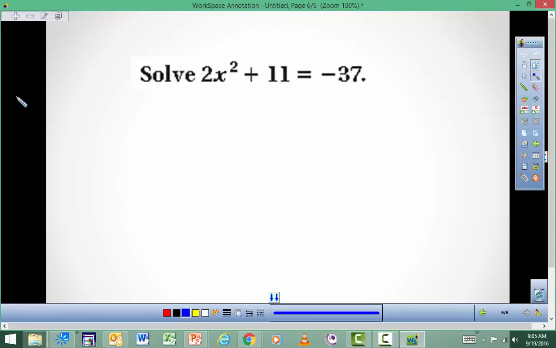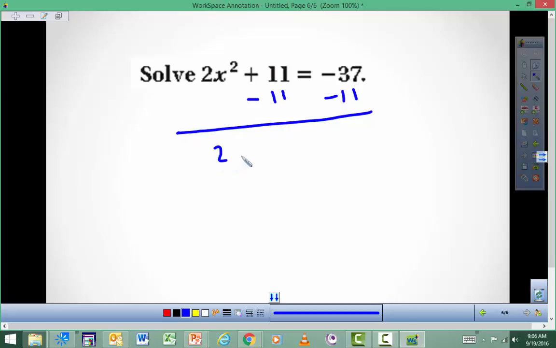I think most of us, like on the previous section as well, in 1.5, when we're dealing with square roots, we would just simply subtract 11. Subtract 11 here. And this would give us 2x squared is equal to negative 48. That's right, 48. Well, then what we would do is divide by 2. Divide this side by 2. So we'll get x squared is equal to negative 24.